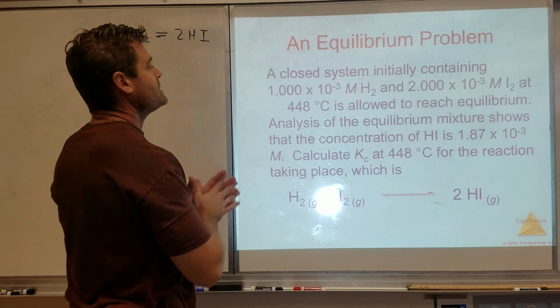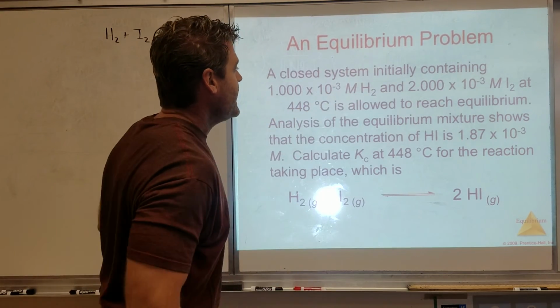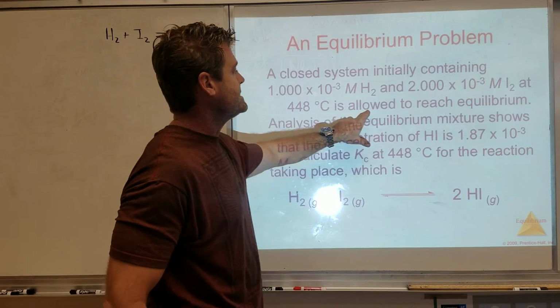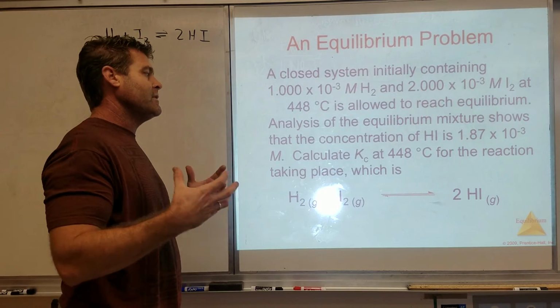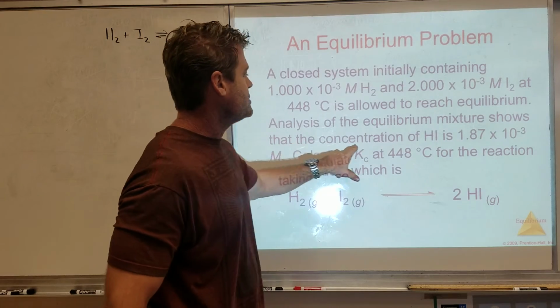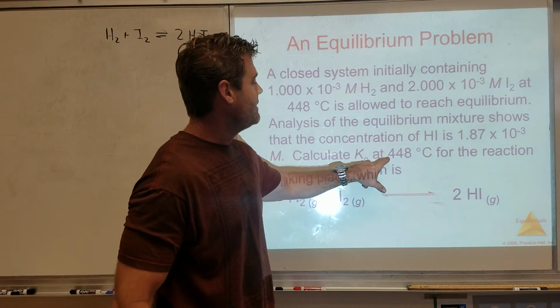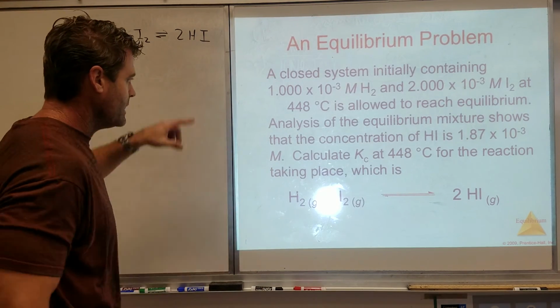Okay, so a closed system initially contains 1 times 10 to the negative 3 molar H2 and 2 times 10 to the negative 3 molar I2 at 448 degrees Celsius and is allowed to reach equilibrium. Notice we give a certain temperature because you're going to have an equilibrium constant at a certain temperature. Analysis of the equilibrium mixture shows that the concentration of HI is 1.87 times 10 to the negative 3 molar. Calculate the Kc at 448 degrees Celsius for the reaction taking place. So here's the reaction, okay, so I wrote it.